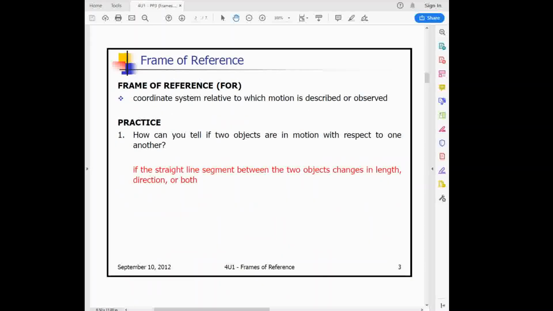So I'd like you to copy down the definition of frame of reference here. You may want to pause to do that. A frame of reference is a coordinate system relative to which motion is described or observed.